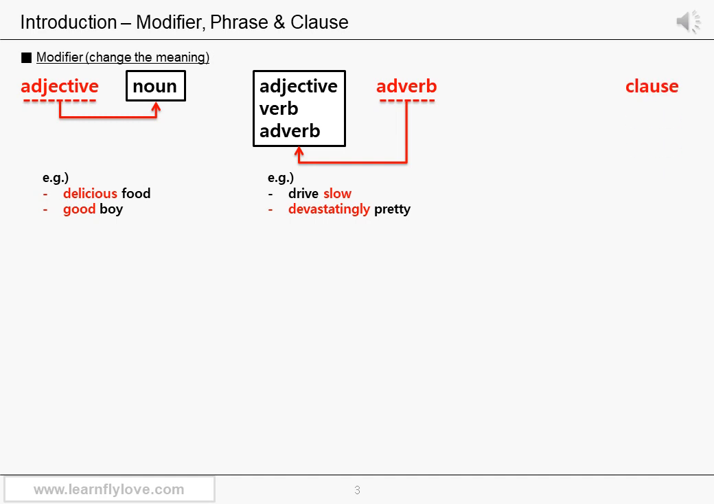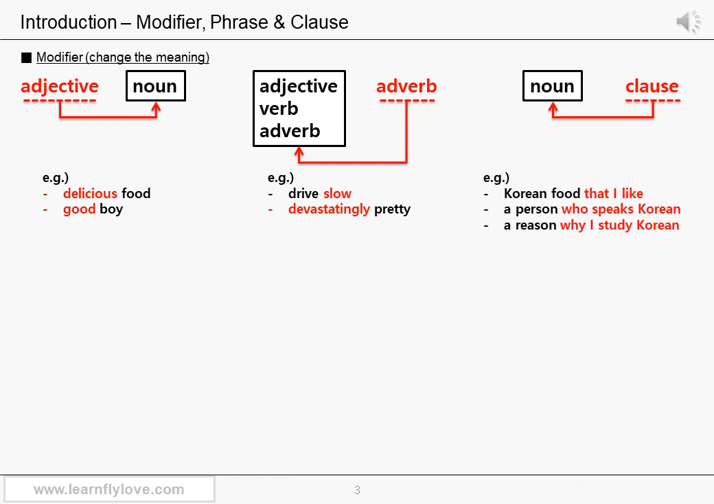Next, clause. Clause is a group of words containing a verb and a subject too in many cases. Let's not use the term adverbial clause or adjectival clause. It's too complicated. Anyway, we will learn how a clause modifies a word. For example, Korean food that I like. We've never learned how to say these kind of things. That I like part describes Korean food part. A person who speaks Korean, or a reason why I study Korean. We'll learn how to say who speaks Korean and why I study Korean part in Korean. We'll learn about these kind of modifiers in this lesson.